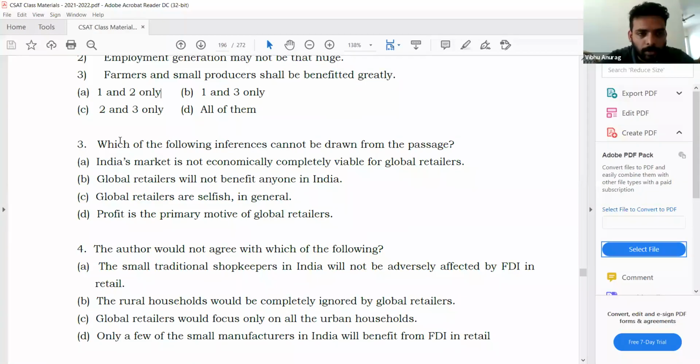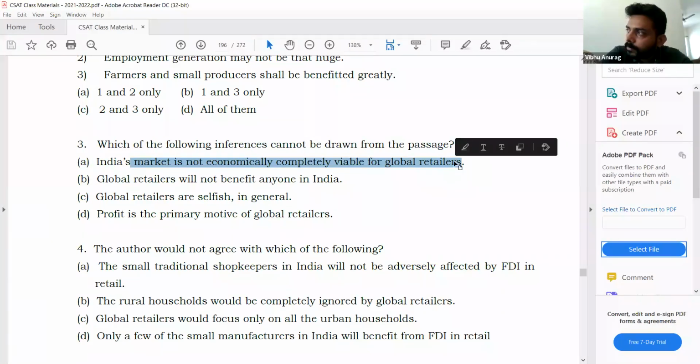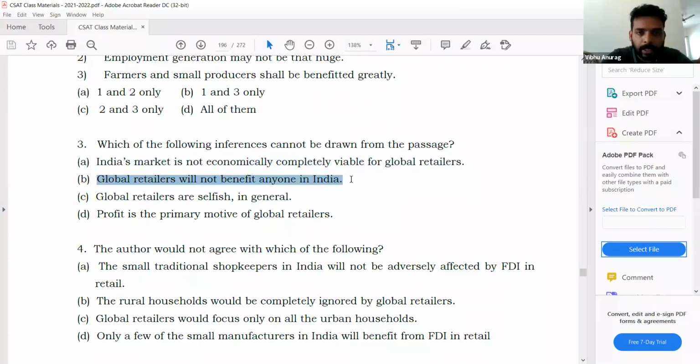Then the third one, which of the following inferences cannot be drawn from the passage? Note the word cannot. Option A, India's market is not economically completely viable for global retailers. This can be drawn. He does believe that this is true. He's saying that they'll only focus on the top 33% of urban India. Option B, global retailers will not benefit anyone in India. This is wrong. He believes some people will get benefited. So B is your answer.